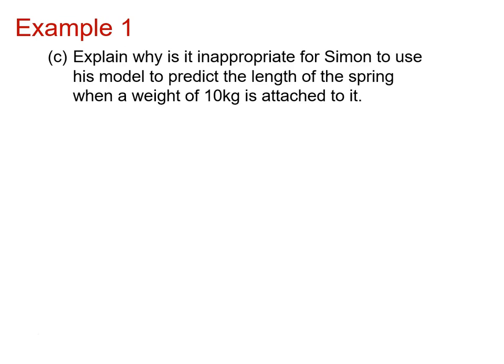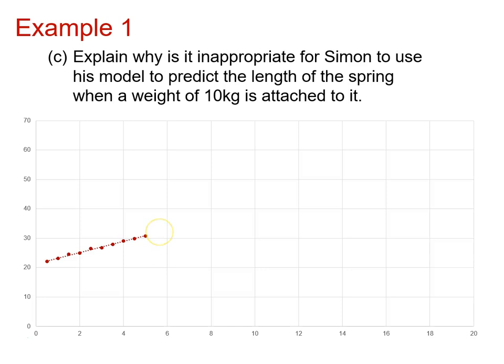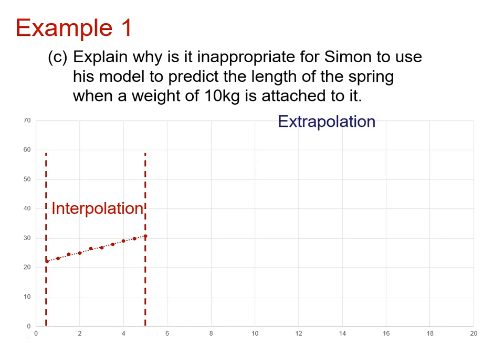Explain why it is inappropriate for Simon to use his model to predict the length of the spring when a weight of 10 kilograms is attached to it. Well, if we increase the size of the diagram, we can see that these points are the only evidence we have, and we can see that it is linear in this region. So anything between those values is what we call interpolation. However, outside these points we don't have any evidence, and that is what we call extrapolation. So anything over that side is extrapolation, anything in here is also extrapolation.